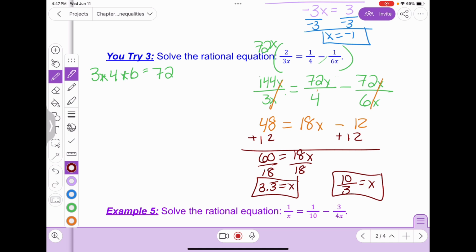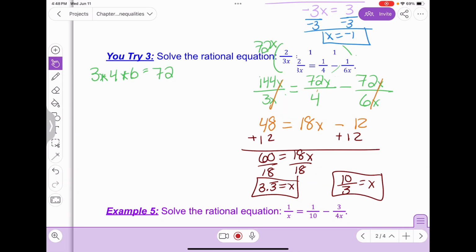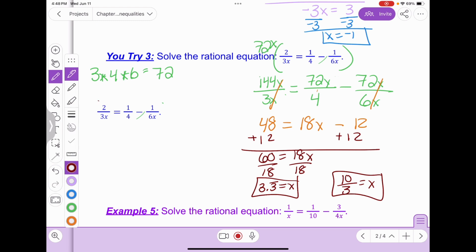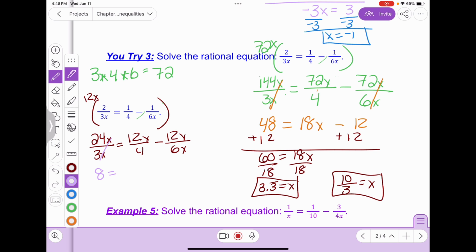Now, let's say you had recognized that the 12x worked. Maybe you recognize that the least common multiple was 12x. So I'm just going to show you. So 12 times 2 is 24. And then this would be 12x over 4 and 12x over 6x. So when you simplify here, you would get 8. And then you would get 3x. And then you would get 2. When you add 2 to both sides and then divide, you get the same answer.